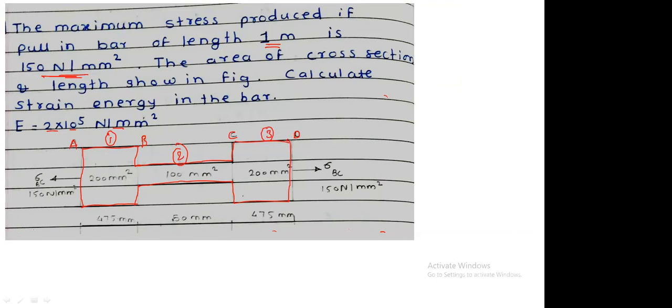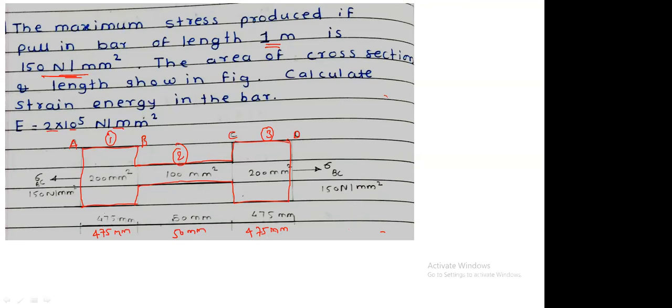Okay, for section number 1, the total length is given. For section number 1, total length is 475 mm. For section 2, length is given as 50 mm, and for section 3, again length is given as 475 mm. For each and every section, a separate length is given.